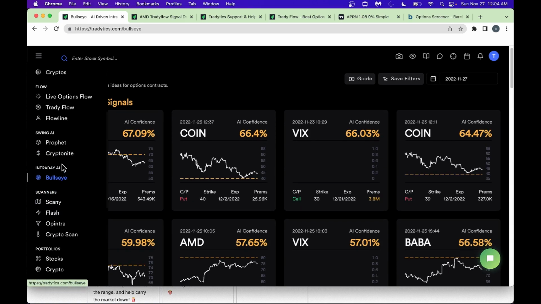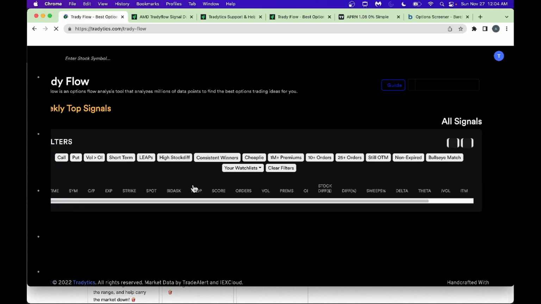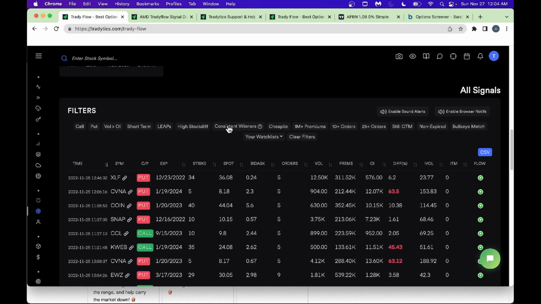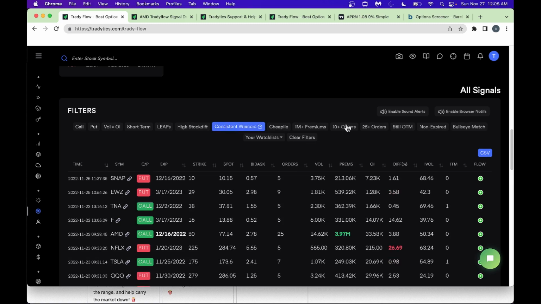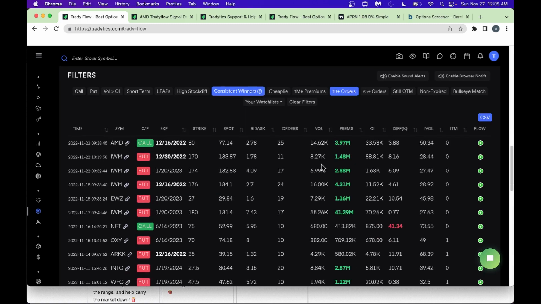It's a good one for swing trading folks. You can just click on the trade flow, and 25 plus, as we looked at, and consistent winners. You could just look at consistent winners, and you could look at 10 plus or 25 plus. So it will give you the hot options chain. You can trade and make some money.